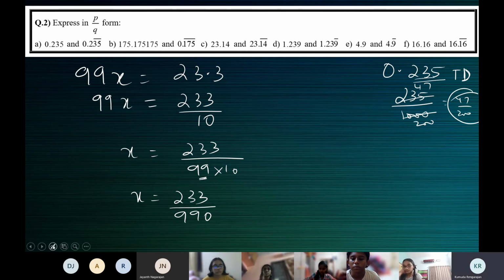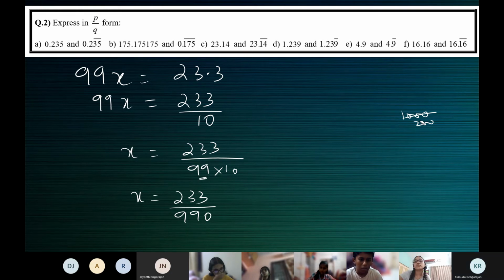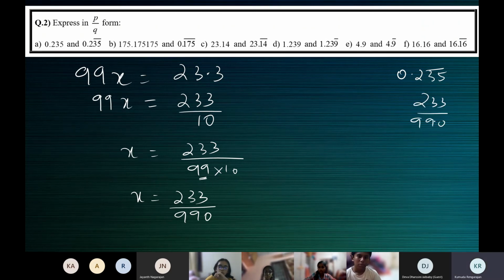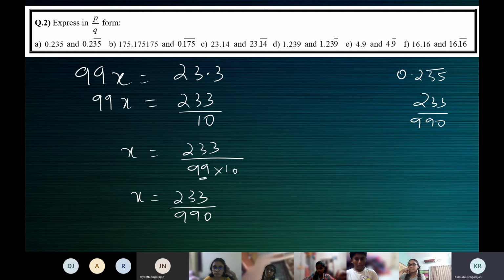The next decimal, what kind of a decimal is it? It's a non-terminating repeating decimal. What is its p by q form? 233 by 990. If you use the calculator and find 233 by 990, you will get 0.2353535 going on endlessly. You try this on your calculator.